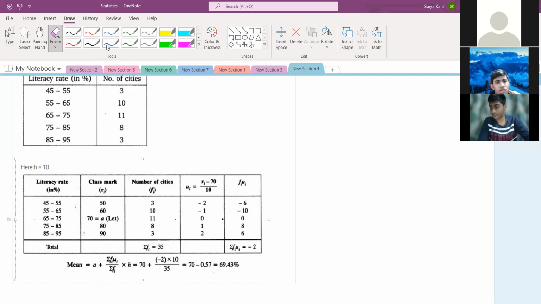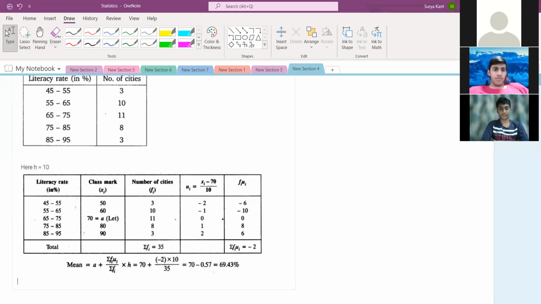Sir, I am getting summation fiui as -2. That is fine. Your step division, that is fine. Praharshan did by some other method, he did by direct method. So see, you have added 150 plus 600. Okay, sir, I made a calculation mistake. It's 2430 divided by 35. Okay, fine. Mute your mic, Praharshan.